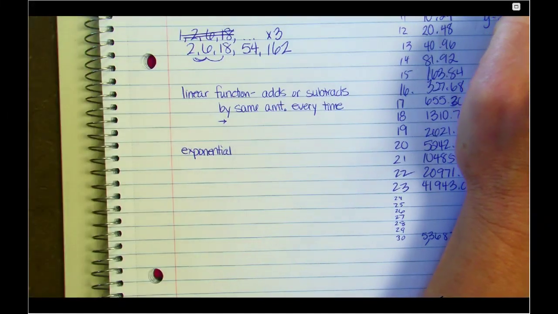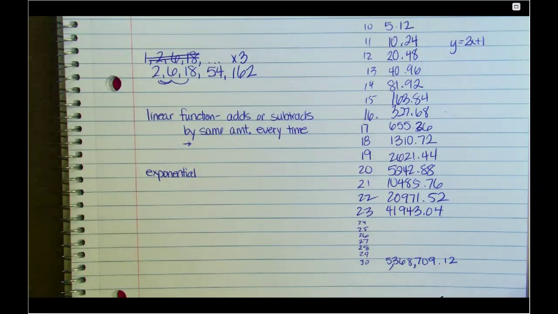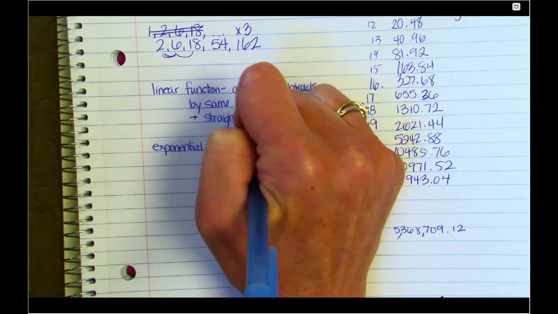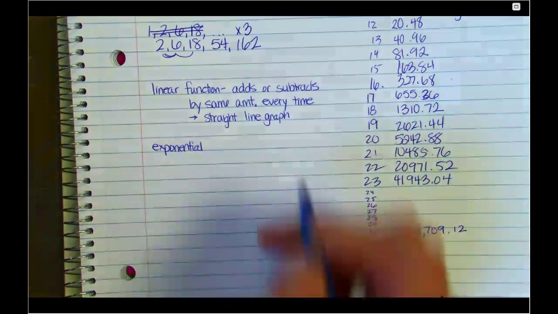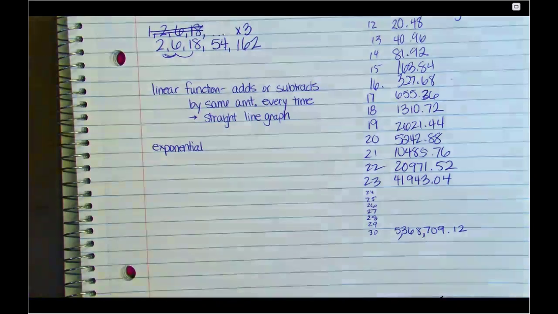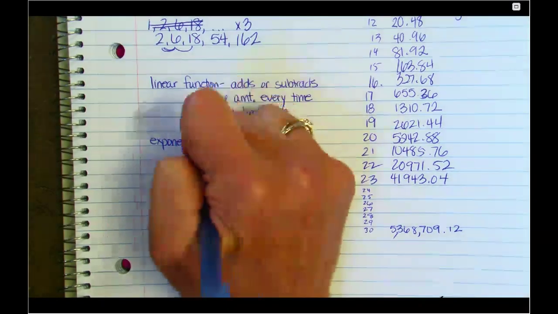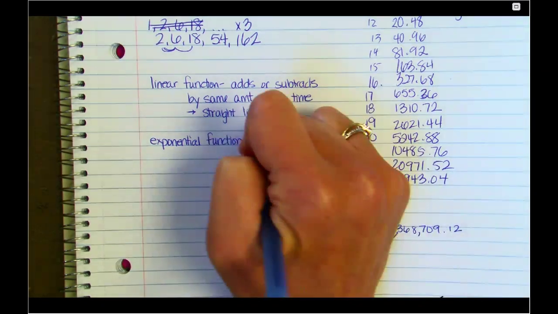If I said to you, let's graph y equals 2x plus 1, you know how to do that. What's it going to look like? Thank you. It looks like a straight line. Okay, so a linear function adds or subtracts by the same amount every time, and its graph is a straight line. An exponential function multiplies by the same amount every time.